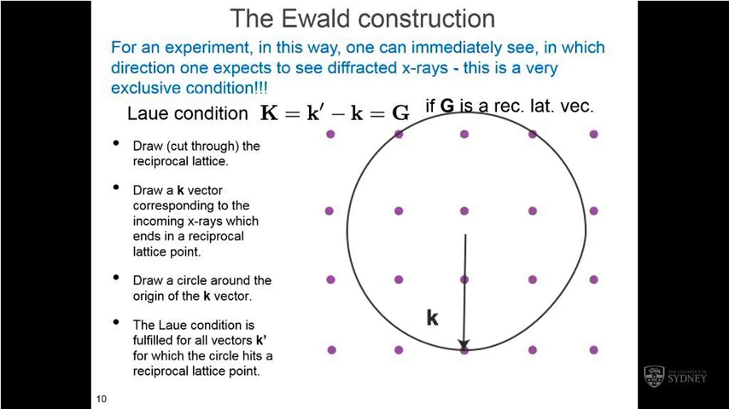Okay, and then wherever it hits a reciprocal or a diffraction point on your lattice, you will get a diffracted beam. Okay, so you can see that most of the circle doesn't actually intersect with a point, but at certain directions you will hit one of these reciprocal lattice points, and you will know that you'll expect to see a scattered beam on your detector corresponding to that condition.